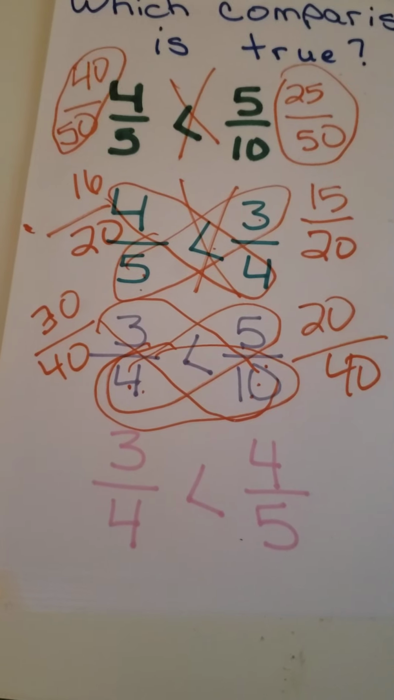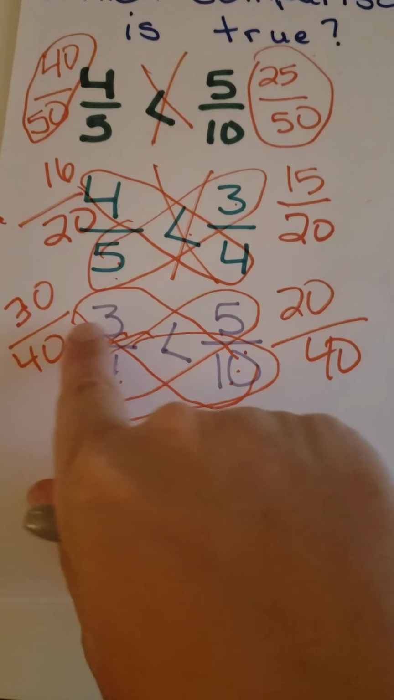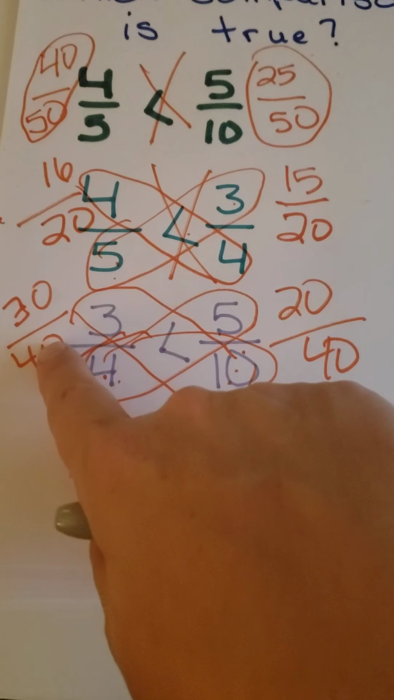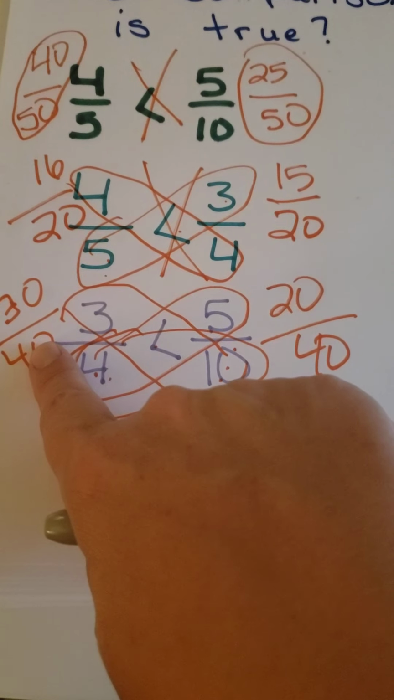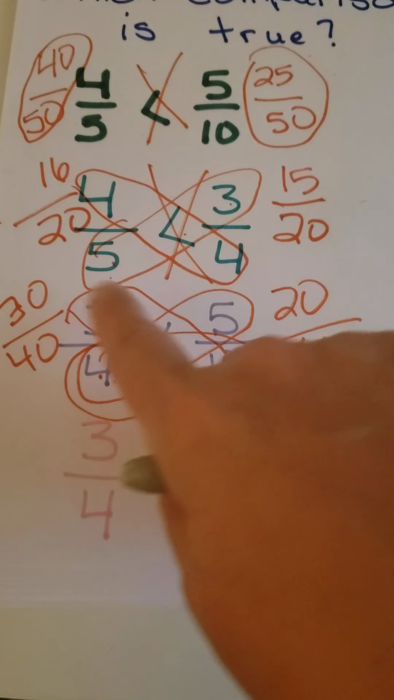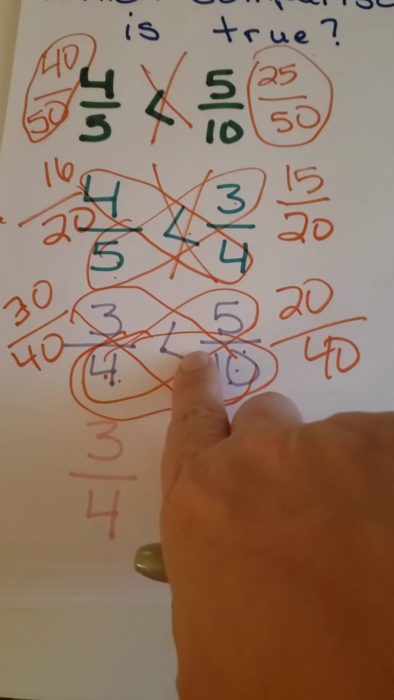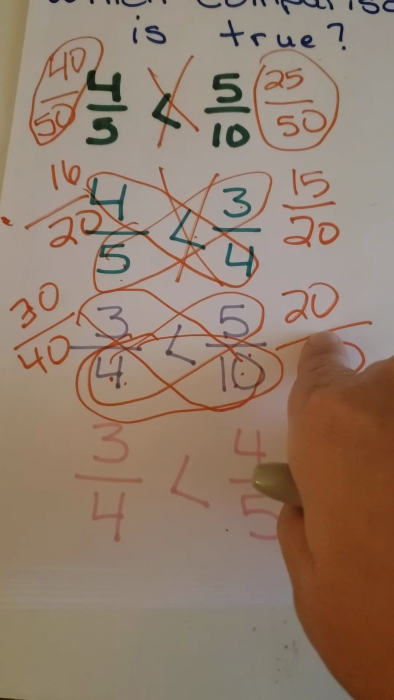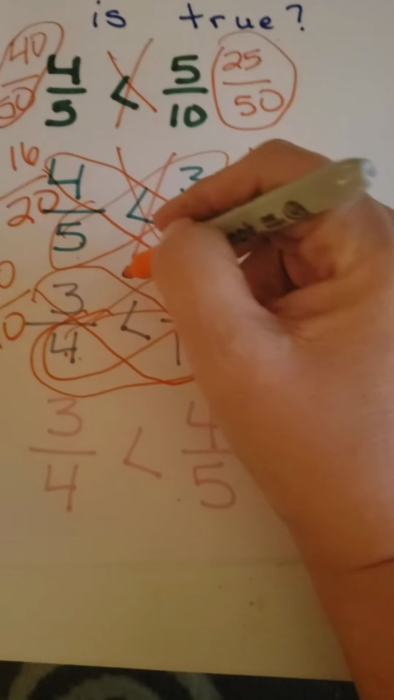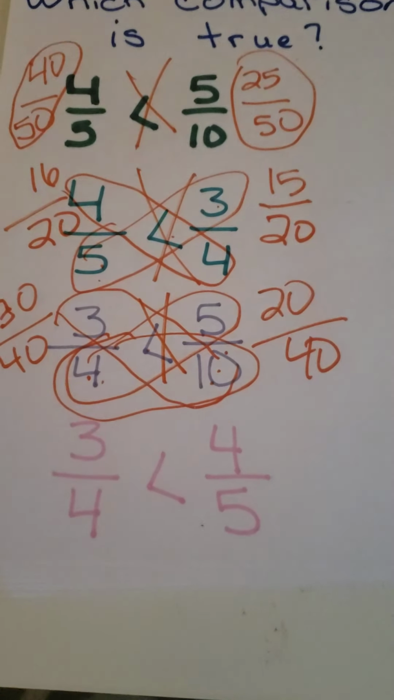So now then, we have the same denominators. Okay, 30 over 40. Is that less than 20 over 40? Is 30 less than 20? No, 30 is greater than. So this one is not true.